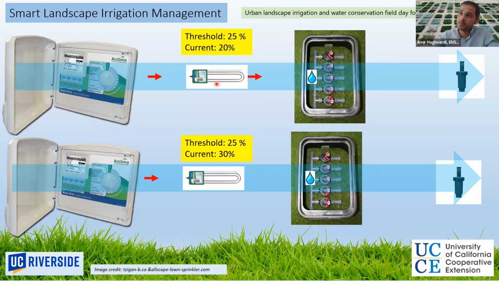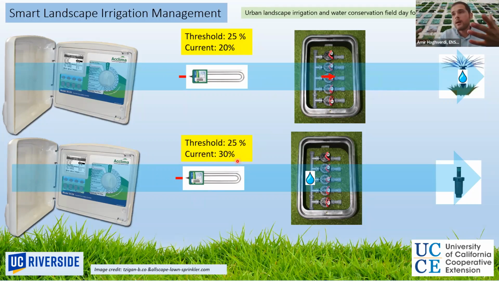Imagine that we program these soil moisture sensors at a threshold of 25% volumetric water content, which means that if the water is higher than that, the soil moisture sensor doesn't allow irrigation to happen. If it's less than that, it's dry enough for irrigation to occur. So each time the irrigation controller sends a signal, for example, in this situation the current soil moisture is 20%, it's drier than the threshold, so the sensor lets the signal pass through to the valve, and then irrigation occurs.